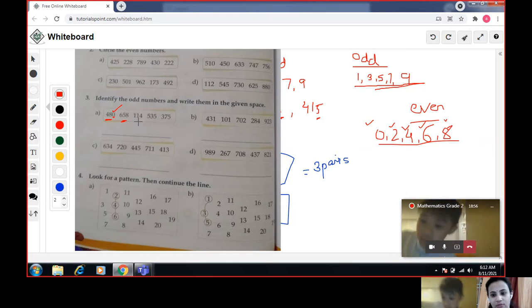Now see the next one, 114. In 114, in the ones place there is 4. This is an even number. Again, this is an even number because in the ones place, see here, there is 4. Again, 4 comes in even numbers.